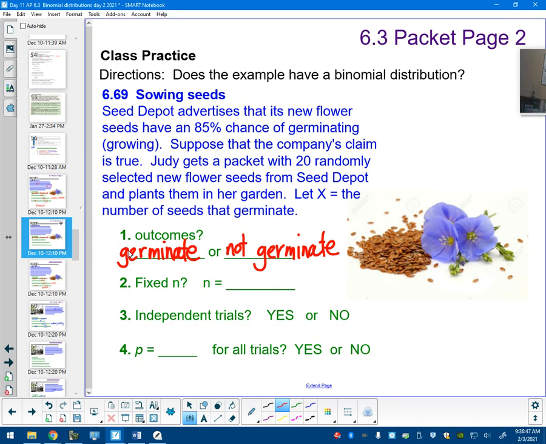Yes, how many? How many outcomes do we have? Yeah, 20. All right. Will, are the outcomes independent? Yes. Because of what word?